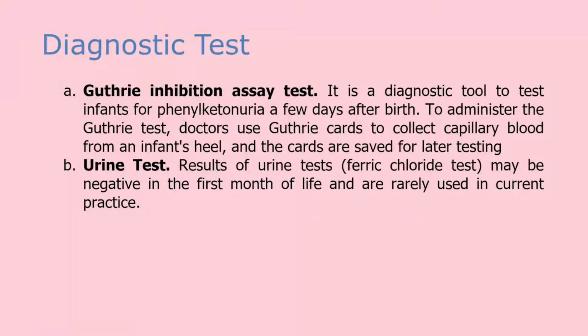For diagnostic tests, the Guthrie inhibition assay test is a diagnostic tool to test infants for phenylketonuria a few days after birth. To administer the Guthrie test, doctors use Guthrie cards to collect capillary blood from an infant's heel, and the cards are saved for later testing. And also urine tests. Results of urine tests may be negative in the first month of life and are rarely used in current practice.